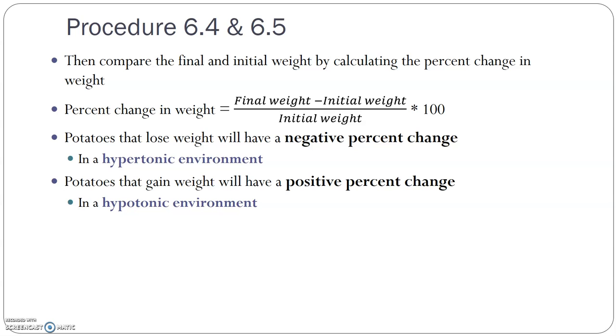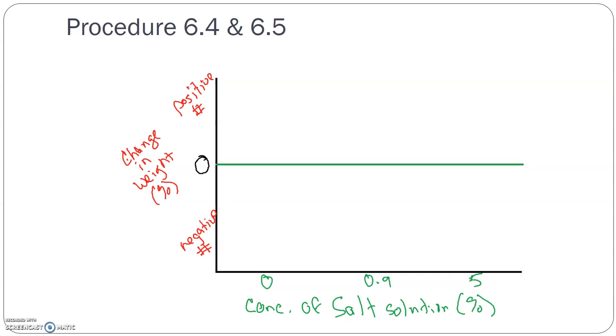And then, again, through this lab, you have the procedure for the actual experiment, which is 6.4. You're going to fill out the table that is in your lab book. And then 6.5 is going to be the graph. So you are going to be graphing, using a bar graph, the change in weight. So you are not going to graph the initial or final weight. You are only going to be graphing the percent change.